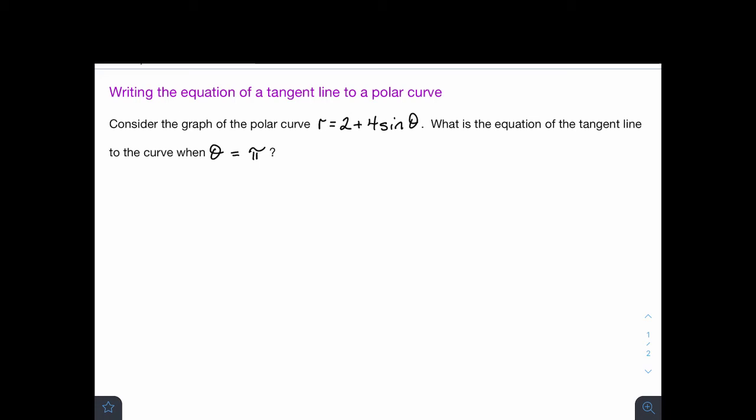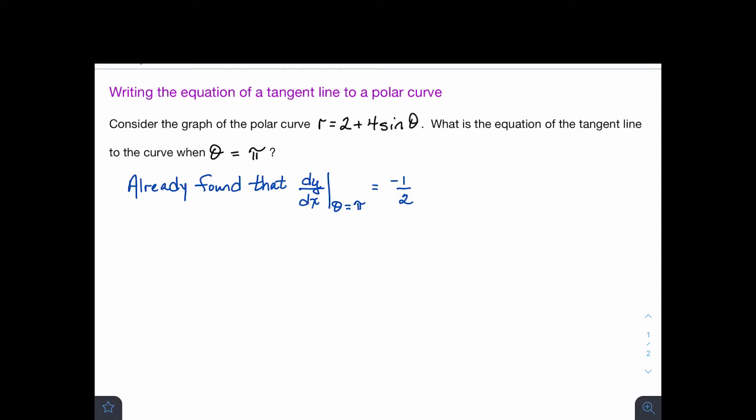Everyone, we're going to work through an example of how to write the equation of a tangent line to a polar curve at a specified angle value. This is a problem we had seen in an earlier example, and we're going to pick it up from the point at which we had already found that the slope of this particular polar curve, r equals 2 plus 4 sine theta, at the theta value of pi is equal to negative 1/2. We all know that in order to write the equation of a tangent line, you have to have your slope first. So we can pick it up from that point.